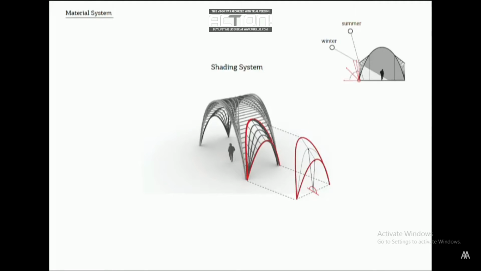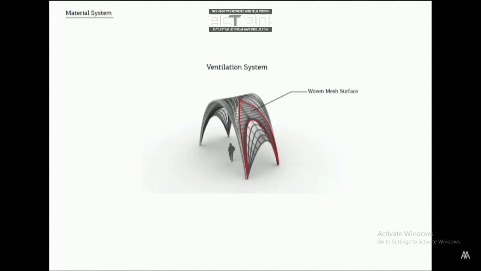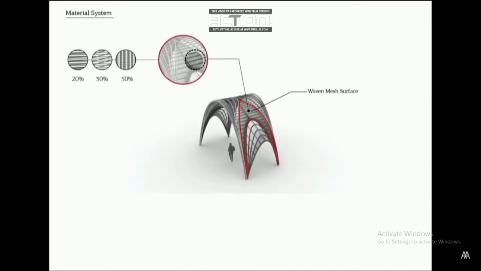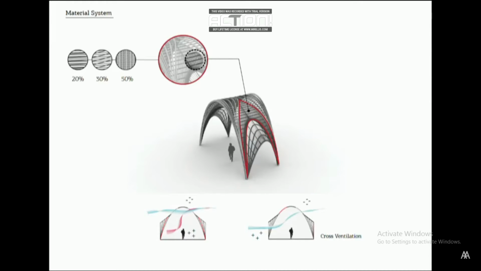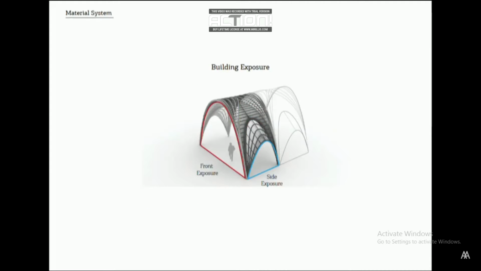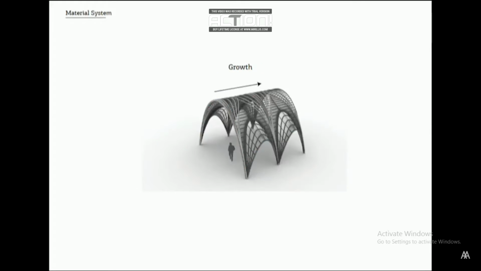A shading system can be developed to cover the interior during hot summers and allow some light and solar heat gain during winter. The spandrel area can be covered and used as a ventilation device. Different degrees of porosity can be designed to allow wind to come in and provide cross-ventilation. The unit provides a front and side exposure, which can be blocked and opened to allow for light and wind to come in. The system can grow in an axial direction.